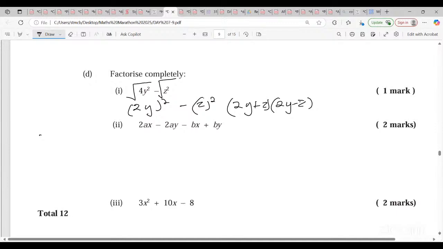2ax minus 2ay minus bx plus by. 2 marks for that. Could you guys get the 2 marks for that in the comment section?